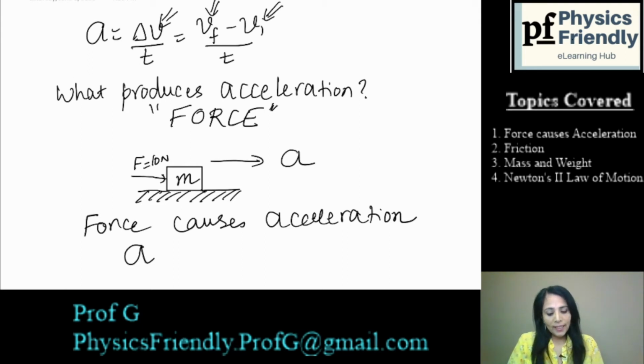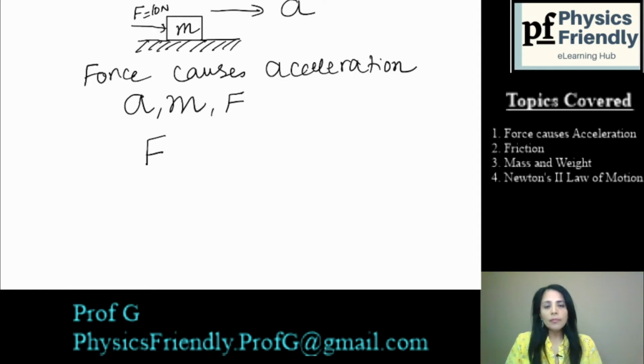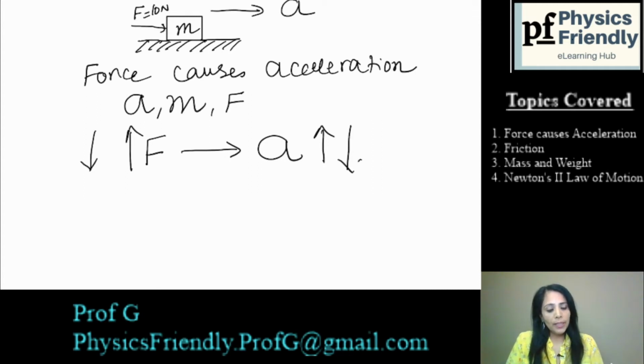which are force, acceleration, and the mass of an object, correct? So force causes an object to accelerate. This means the higher the force, the higher the acceleration. The lower the force, the lower the acceleration. So if you apply 10 Newton force, then the object is going to accelerate 3 meter per second square. And then you lower the force, let's say 2 Newton, and the acceleration goes down accordingly.